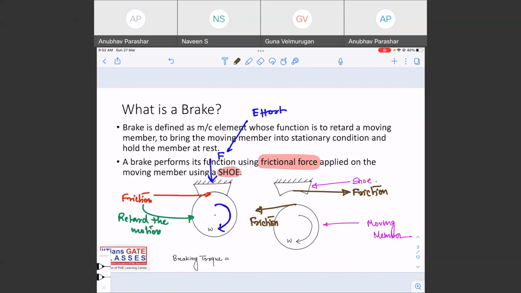Okay. So if the radius of the moving member is r, what is the braking torque achieved? Can I say the braking torque achieved is friction multiplied by the radius r? Our whole problems will be based on this simple concept.